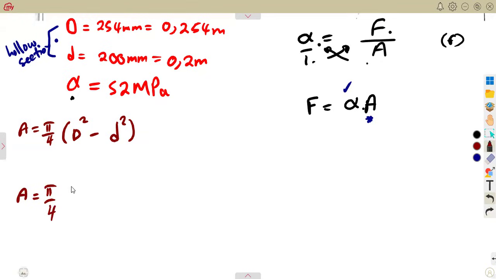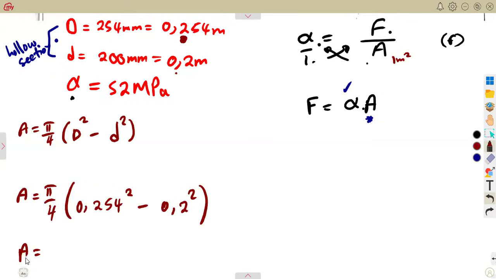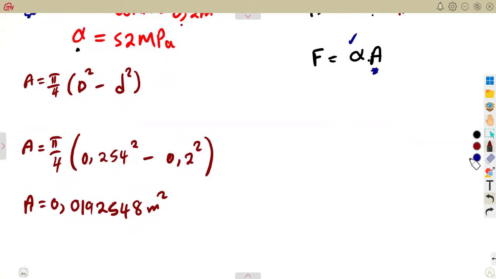So that's pi over 4 into the diameter, the bigger one, in meters. Remember, our area is in square meters, so let the diameter be in meters also. 0.254 squared minus the smaller one, 0.2 squared. So this is going to give you the value of the area. Remember those decimals, guys, for area: 0.0192548. This is your area in square meters.